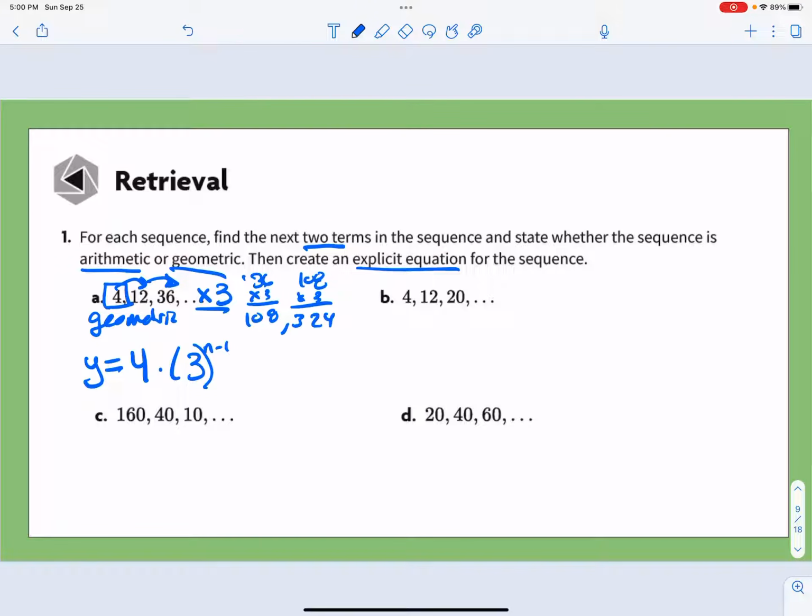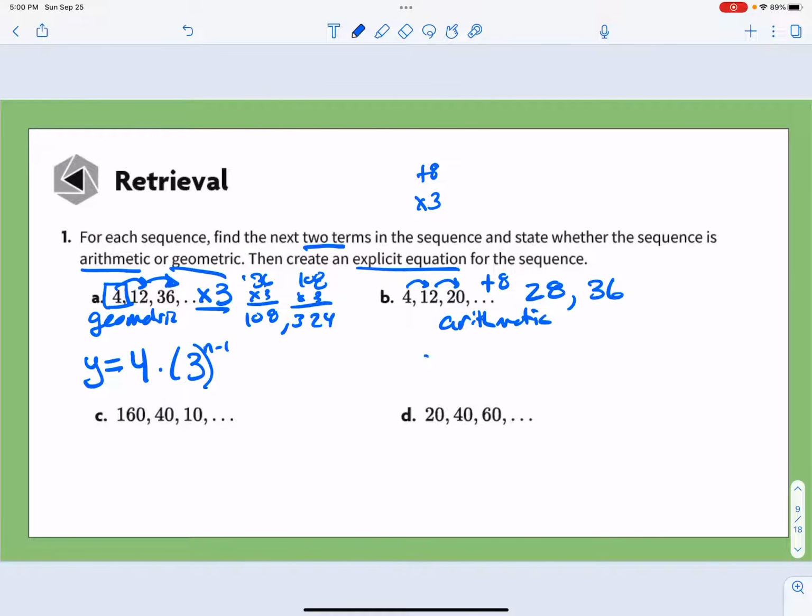All right, so for b, we can see we're going 4 to 12. Could be either times 3 or it could be plus 8. So 12 to 20 is not times 3, it's definitely just a plus 8. Meaning our next terms are 20 plus 8 is 28, and 28 plus 8 is 36. So because it's adding 8, this is going to be arithmetic.